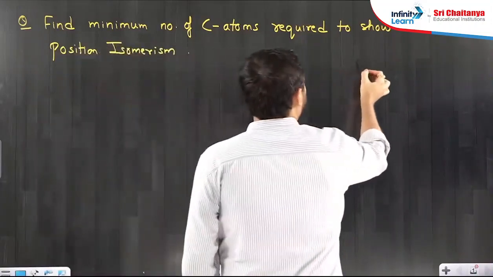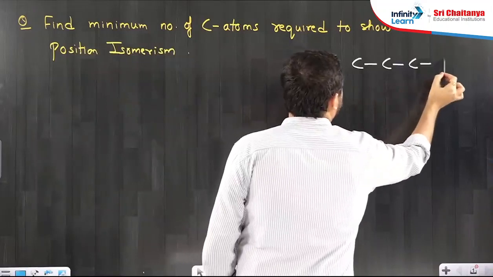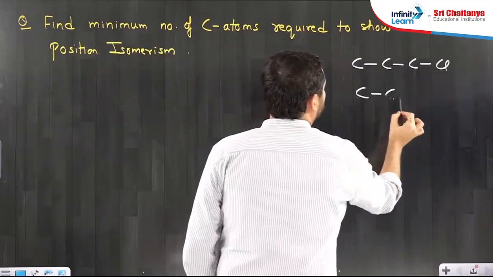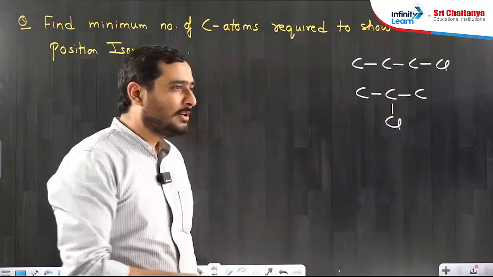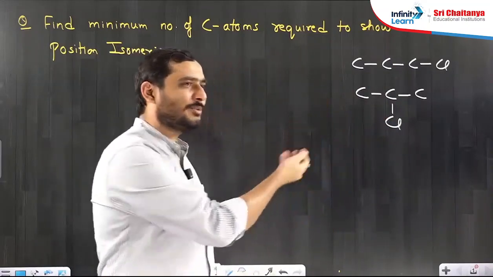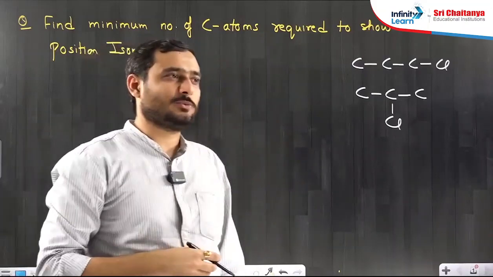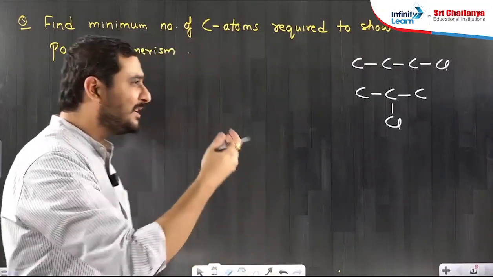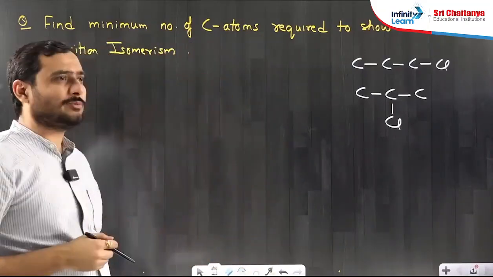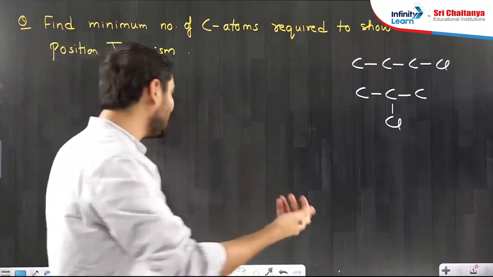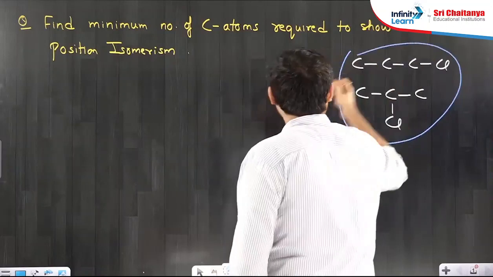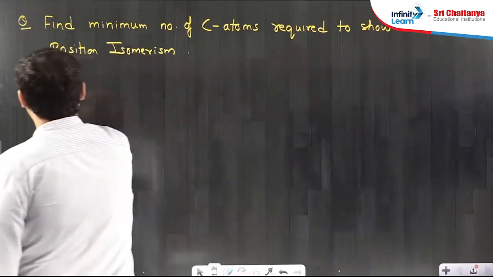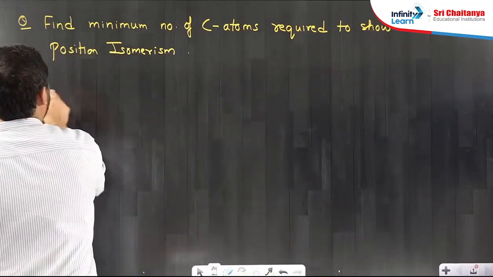What you are thinking is that if we take 3 carbon atoms, let us say chlorine at the first position, and with 3 carbon atoms chlorine at the second position, these are position isomers. But in the question, have they said that we have to take only one substituent? It can be 2 substituents also. So if we take 2 substituents, how many carbon atoms are required? Only 2 carbon atoms are required.